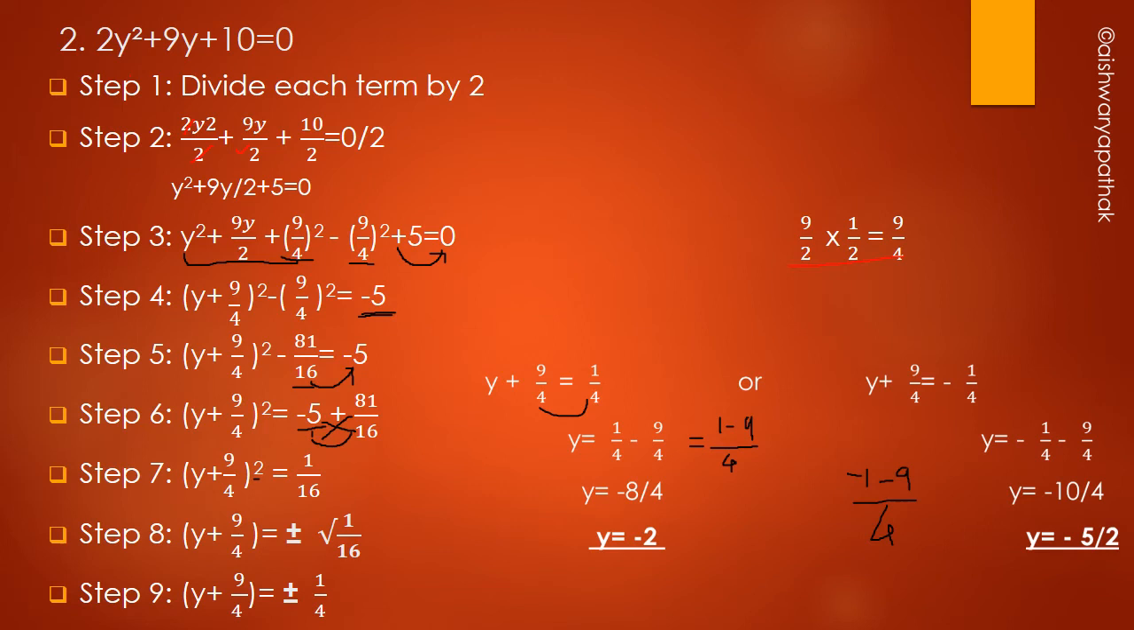Okay, then what you have to do, plus 9 upon 4 is there. When it goes to the other side, it will become minus 9 upon 4. Here it is plus 9 upon 4; when it goes to the other side, it becomes minus 9 upon 4. Now here we are subtracting the bigger number from the smaller number. That's why I have taken the minus 8, because 9 minus 1 is 8, and we have subtracted the bigger number from the smaller, hence it is minus 8. So minus 8 upon 4.